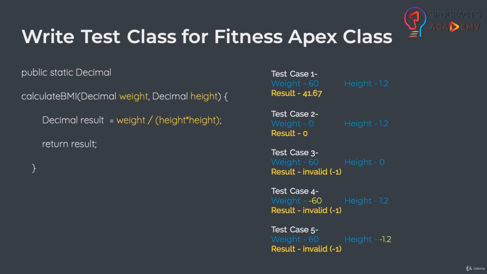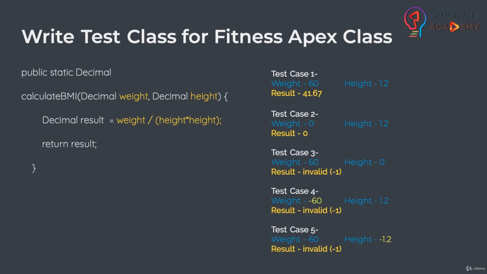Test case 2 is when the weight is 0 but height is a positive number. In this case the BMI should be 0, as whenever we divide 0 by anything the result is 0. The third test case is when weight is a positive number and height is 0. Here is where it gets interesting, because if we divide any number by 0, the result is infinity. And in our case, this should not be a correct result.